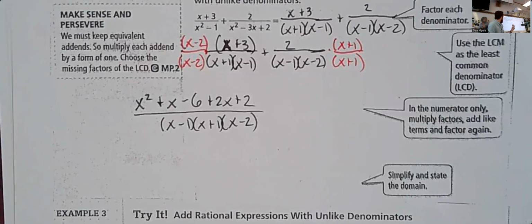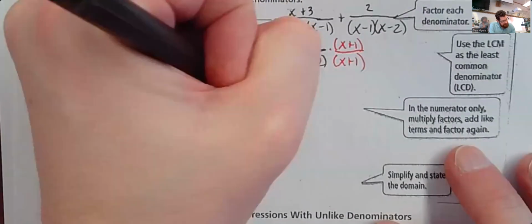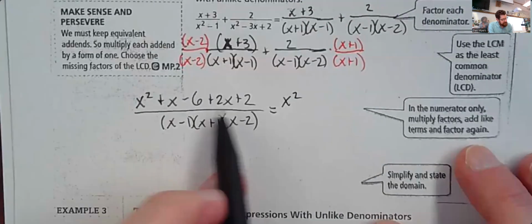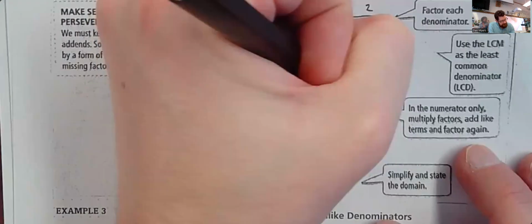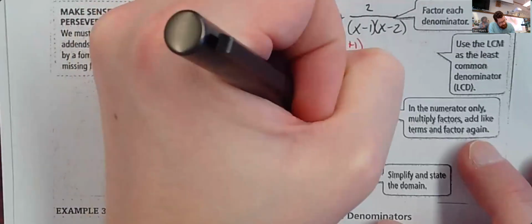All right, now let's combine some like terms. So x squared, there's no other squared on the numerator, so that'll stay. 1x and 2x, that'll be plus 3x. And then negative 6 plus 2 would be minus 4 over x minus 1 times x plus 1 times x minus 2.